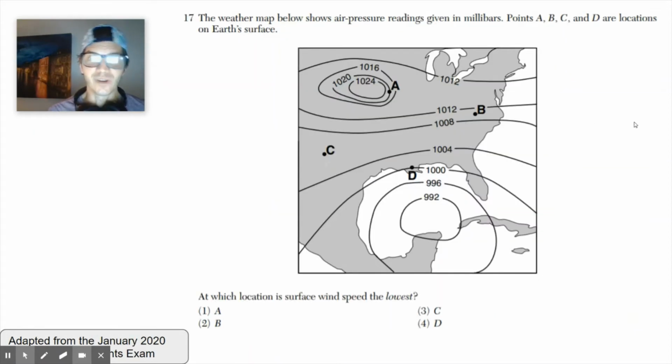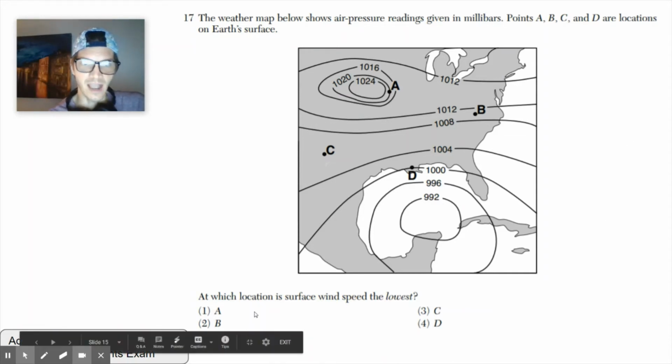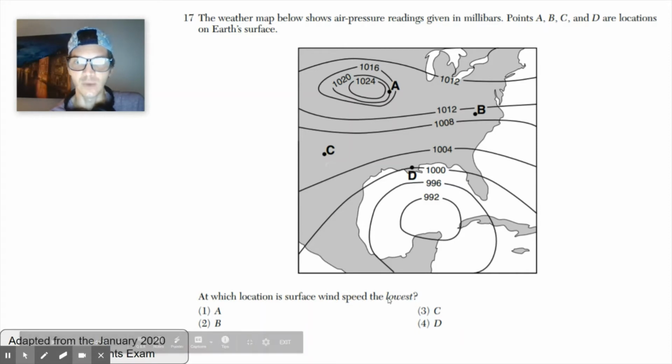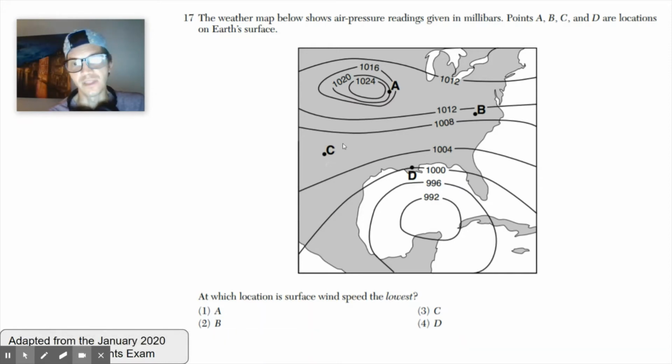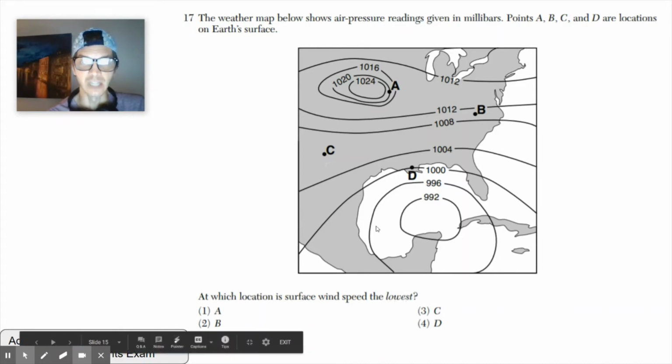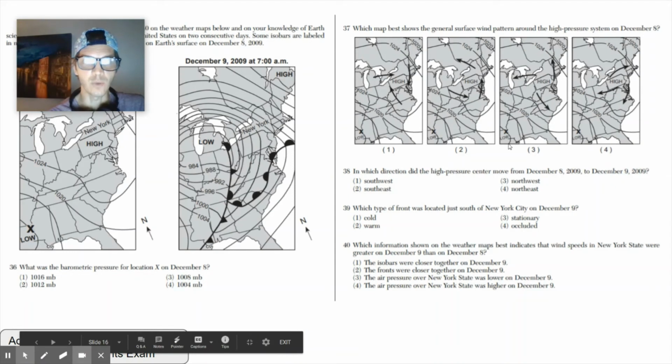The opposite would apply in question 17 from January 2020, Earth Science Regents. At which location is the surface wind speed the lowest? That would be location C, because we see the isobars spread out over here. I think the trick of the question was they were trying to find someone that would say point A because the isobars are close together. Remember, if it's the lowest, we're looking at where the isobars are spread far apart.